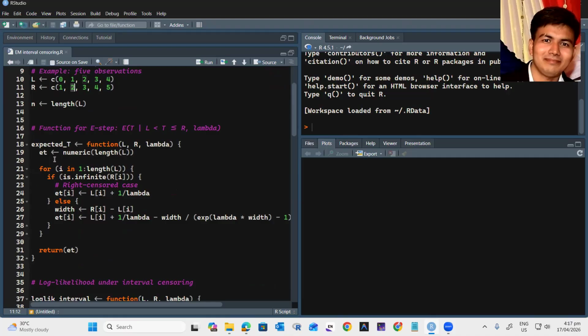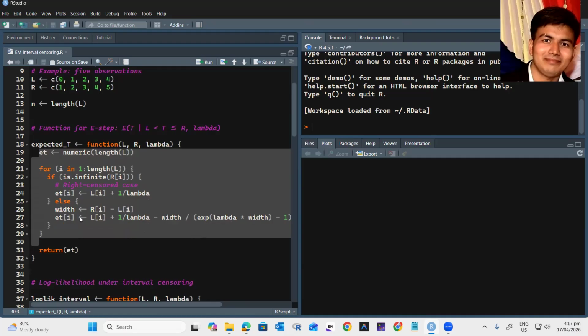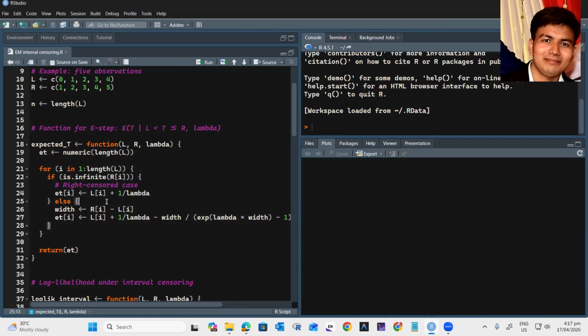After that, we define the function for the E step, the conditional expectation, that is the expected value of t given that t lies between L and R for the given value of lambda. So here we have expected t equal to a function. We are going to define a function of L, R and lambda, where et is the numeric vector of length of L, and after that we apply a for loop. So function(L, R, lambda) defines a function with three arguments. The code inside is the function body. All of these are the function body. This one also.